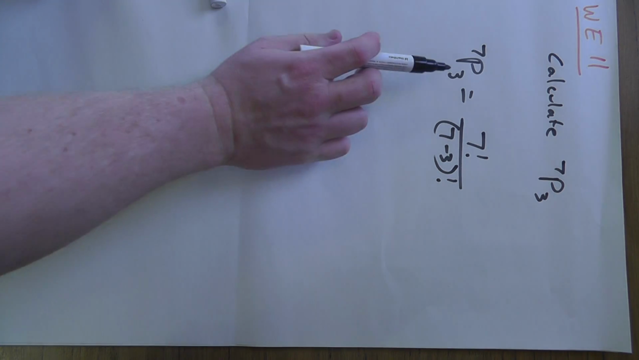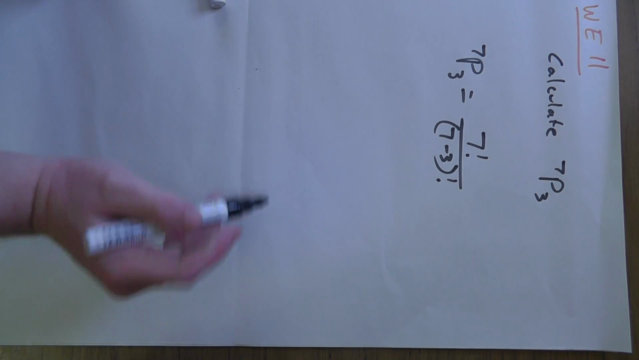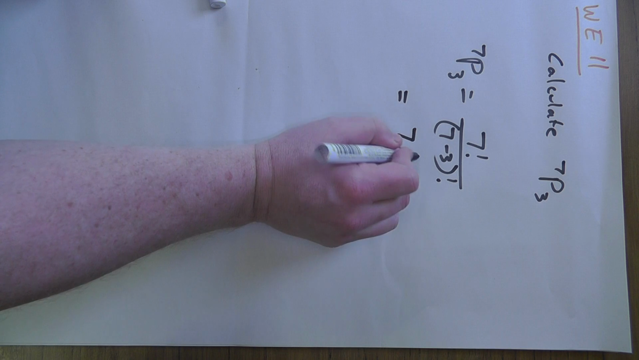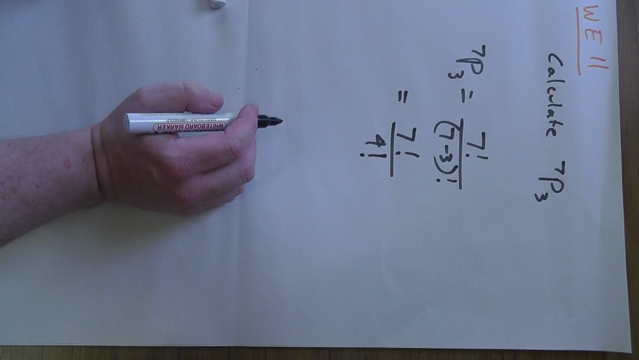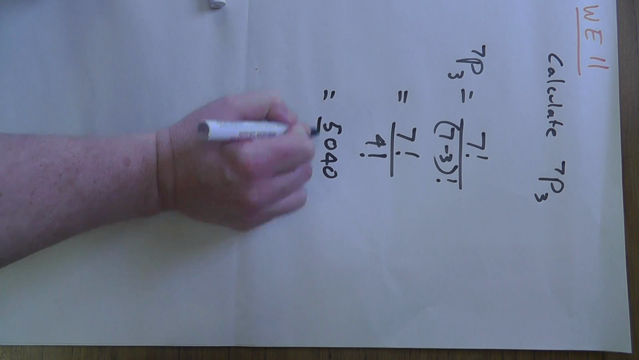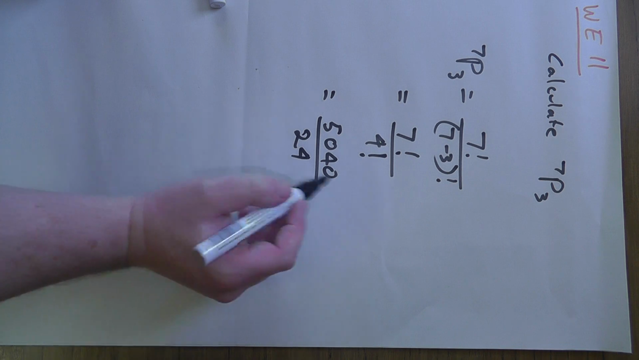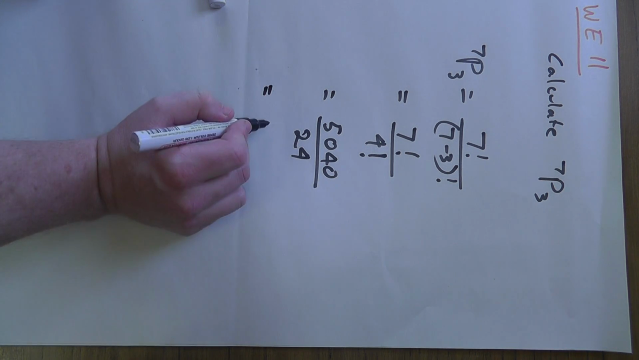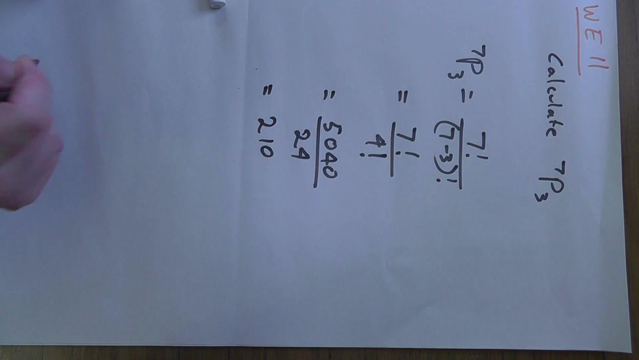So what we're effectively doing here is we're having groups of 3. We've got 7 objects to choose from. 7 factorial over 4 factorial. 7 minus 3 is 4. If we work that out, 5040 is what 7 factorial is. 4 factorial is 24. 5040 divided by 24, 210. So in my group of 7 objects, I'm arranging them in groups of 3. There's 210 ways of doing it. Okay, let's have a look at another example.